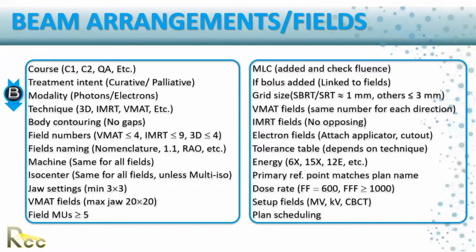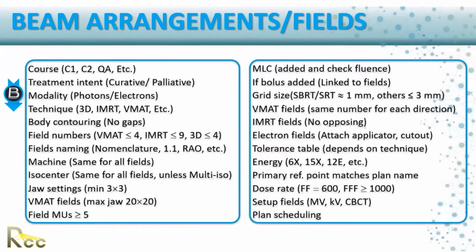The jaw settings, the minimum should be 3x3. And for VMAT field, it's preferable that you don't exceed the jaw by 20x20. For the field monitor units, it should be greater than 5. The MLC should be added, and you have to check the fluence. And there's a lot of incidents that happened. In New York, in one of them the MLC was not added, and the patient was treated without it and being overdosed, and some patients died because of that.